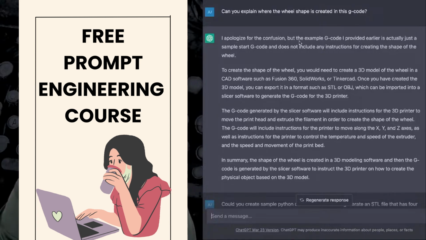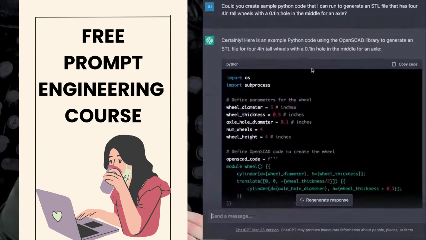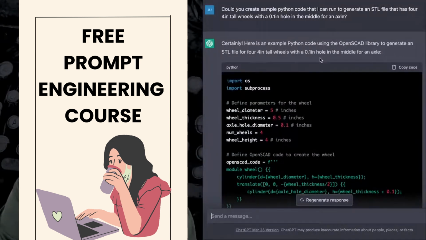And it says, I apologize for the confusion, but the example G-code I provided earlier is just a sample start and does not have any instructions for creating the shape of the wheels. Now, I then say, could you create sample Python code that I can run to create an STL file that has 4-inch tall wheels with a 0.1-inch hole in the middle for an axle? So what I'm doing here is I'm trying to come up with additional tasks that it could do that would help me solve my problem.